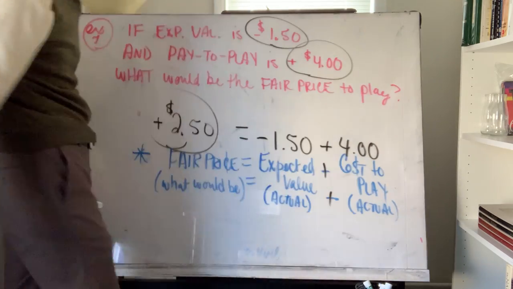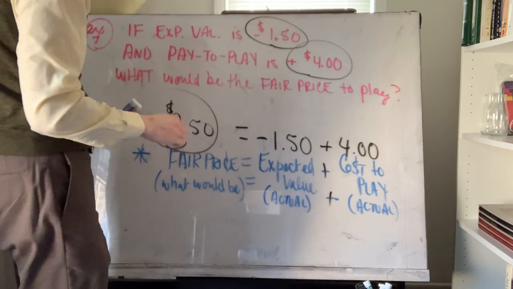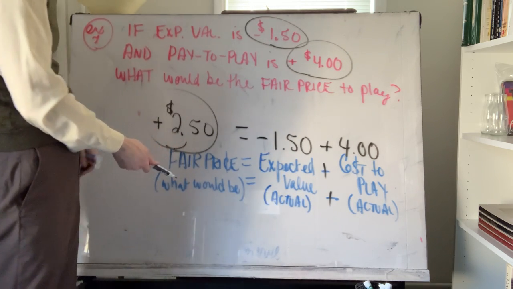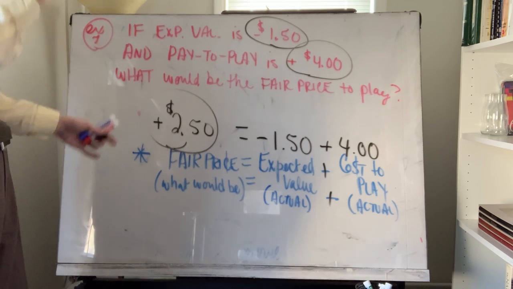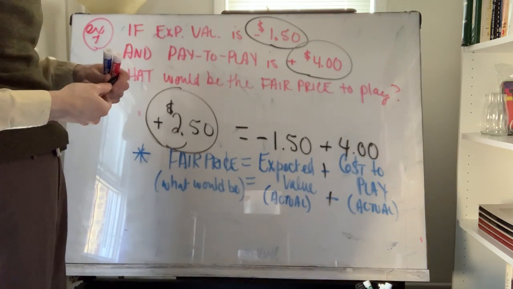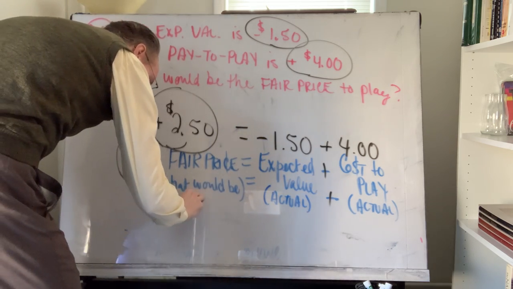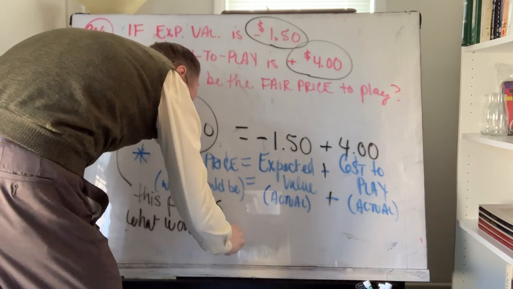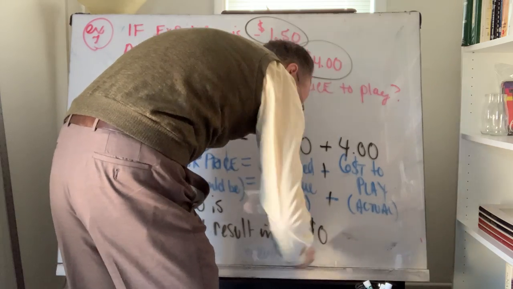Not what it actually cost. Under whatever the specific conditions of the game, and they're not described, right? If this were the ticket price, or whatever the cost to enter is, then the result here would be zero, whatever the probabilities are. Essentially, this price is what would result in an expected value equaling $0 instead.